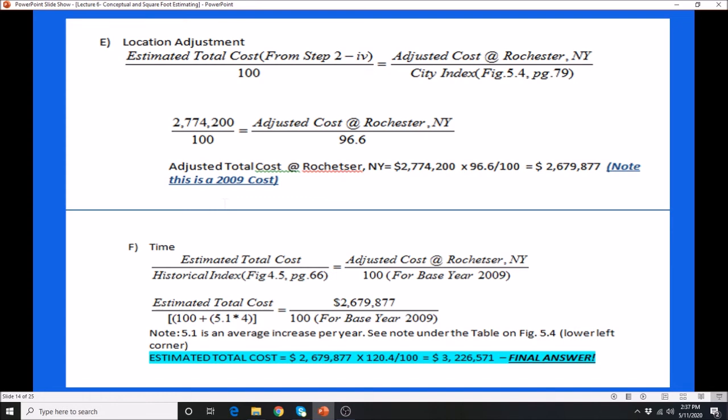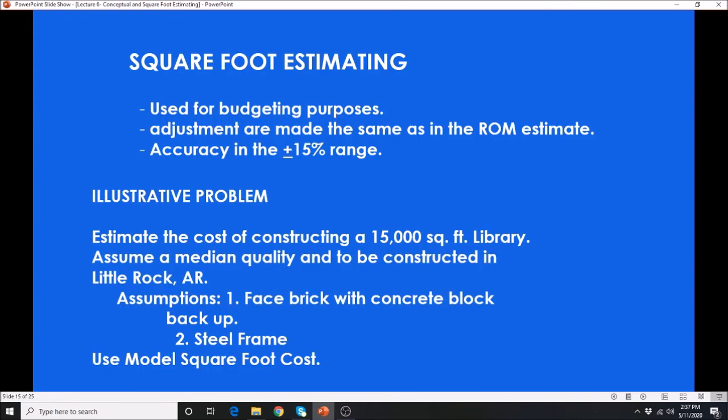Remember, as you use the conceptual estimate, you will be required to adjust that based on the size, the location, and the time. And take note on the size, you need to factor in the quality of the project, whether it is a low quality, medium quality, or high quality type of project.